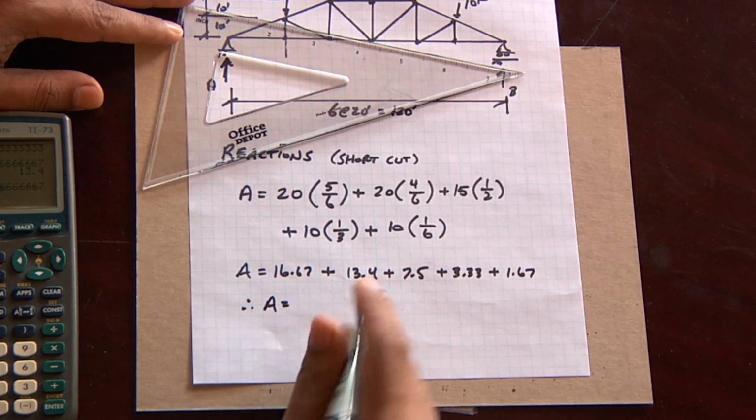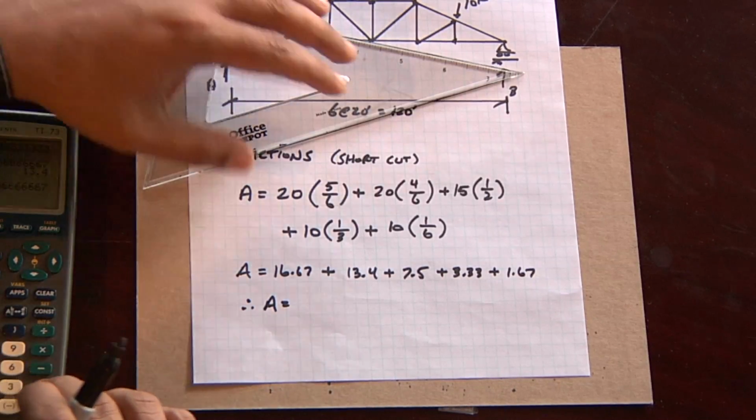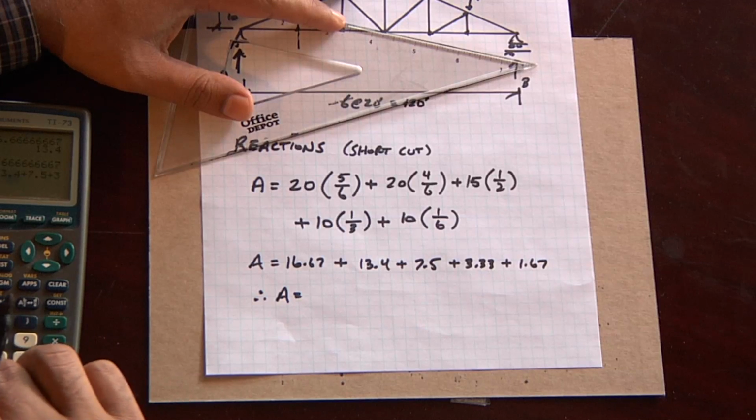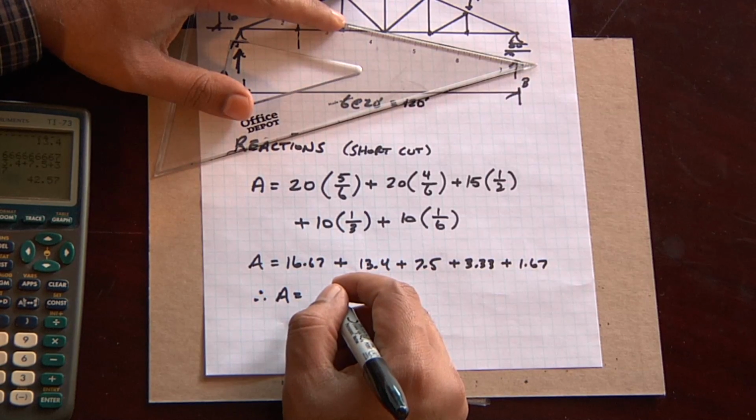So what does that equal? I have 16.67 plus 13.4 plus 7.5 plus 3.33 plus 1.67, which is 42.57.